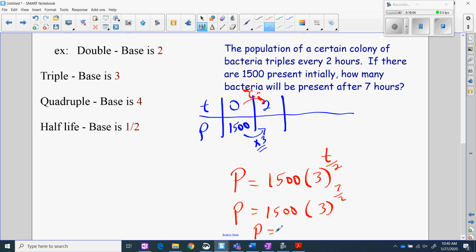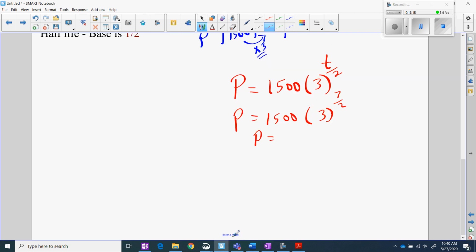So after 7 hours, we should have 70,000. And when you're talking about bacteria here, you don't have to be too precise, so we can round these off to whole numbers. Obviously, you can't have a fraction of a bacteria, so we're going to say 70,148. And scientists would probably round that off and just say you'd have approximately 70,000 of these bacteria after that.